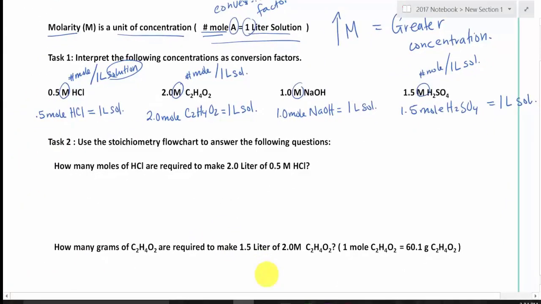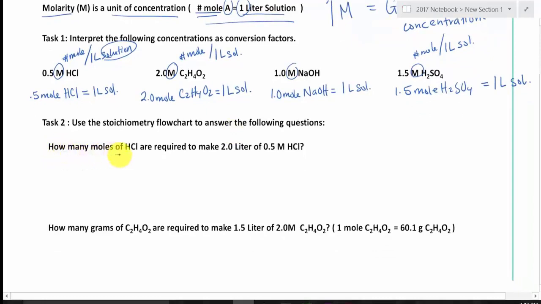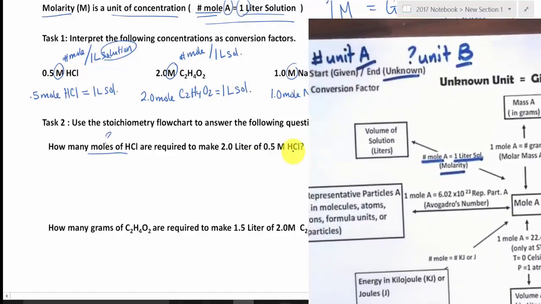Now let's learn how to apply this conversion factor of molarity in stoichiometry. How many moles of HCl, so we're asking how many moles, that would be our unknown right there, are required to make 2.0 liter of 0.5 molarity of HCl. Whoa, this is getting more interesting, isn't it? So if we look at our flow chart, this is our given, but then right here, this is where the puzzle is going to be.